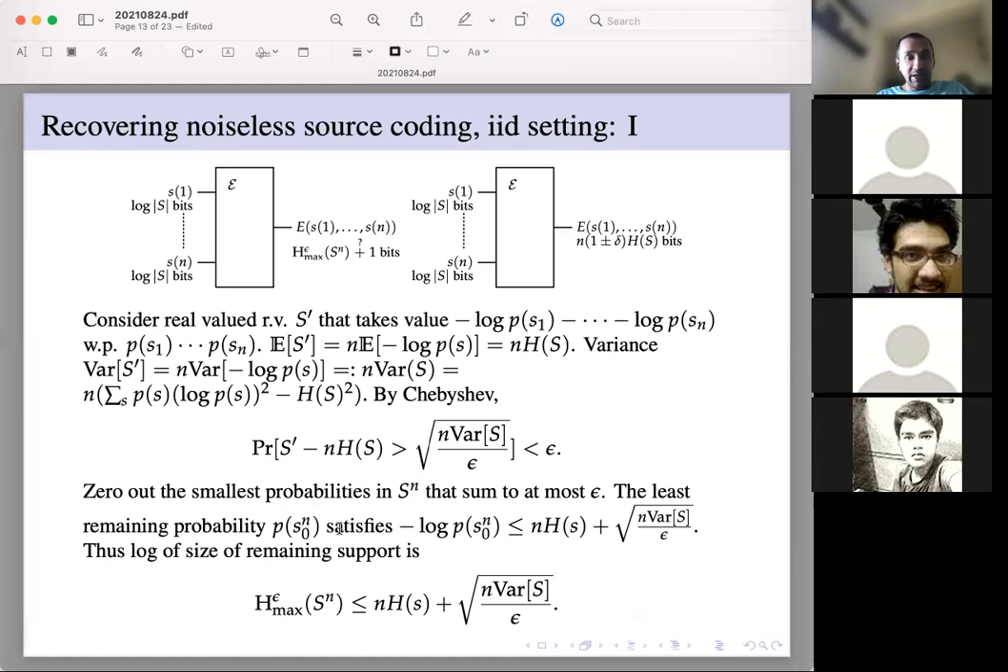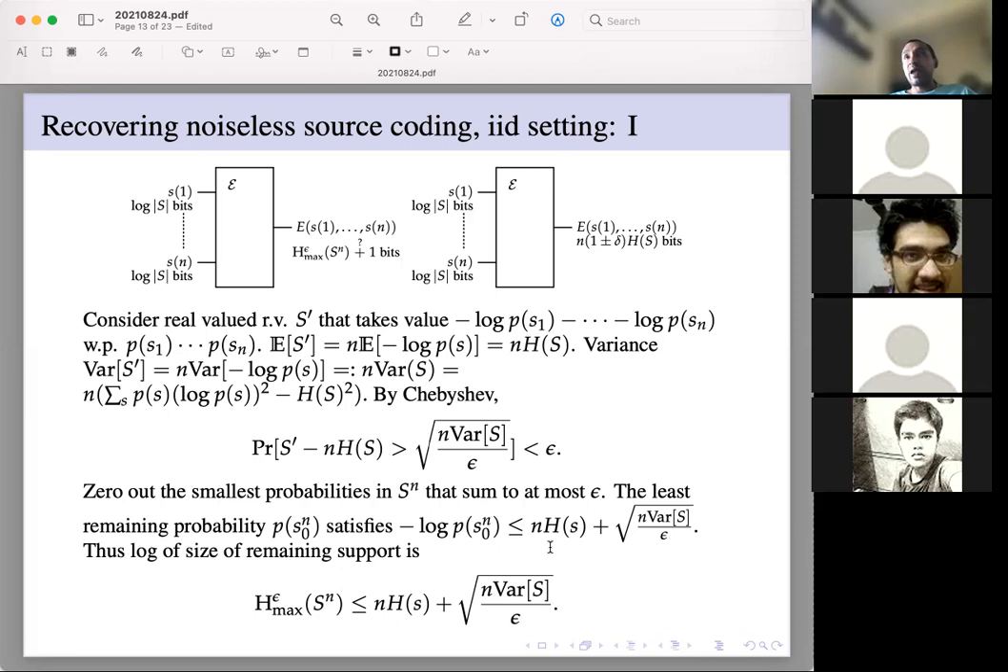Let us believe for now that the least remaining probability satisfies this expression. So what is the log of the size of the remaining support? The log of the size of the remaining support is at most log of 1 upon the least remaining probability, right? There is some 1 minus epsilon fudge factor there, which will not affect this much. Maybe you'll get a log of 1 minus epsilon term somewhere, but I'll correct it when I put up the slides.